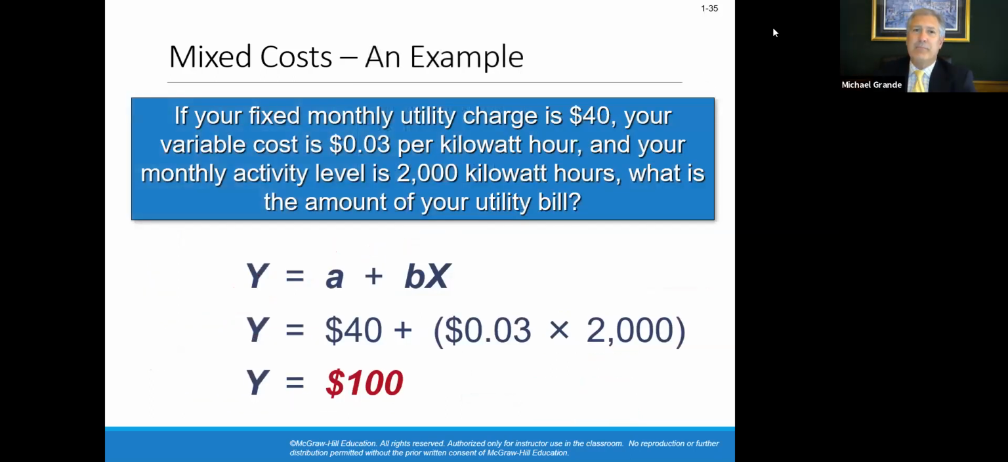Here's an example. If your fixed monthly utility charge is $40, that's the fixed cost, your variable cost is 3 cents per kilowatt hour, and your monthly activity is 2,000 kilowatts, what is the amount of your utility bill? $100, right? The $40 is fixed, plus the variable cost of 3 cents per kilowatt hour, multiplied times my estimated number of kilowatts.